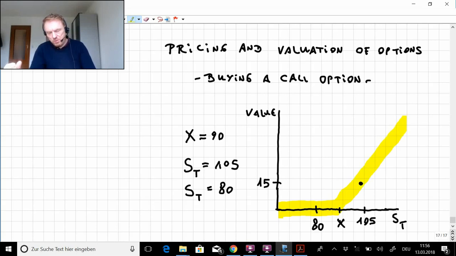So this is the payoff first, and then the profit if there is no price at all for the call option. This is the payoff and the profit of the call option if you long it, if there is a long call, so if you buy the call option.